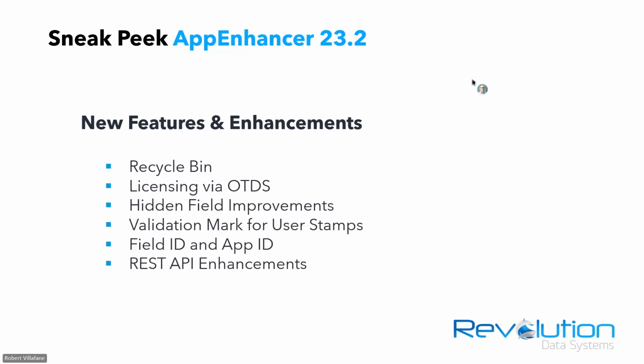And the next enhancement in 23.2 is the field ID and app ID. They're now both displayed for the administrator when viewing field and app information in AppEnhancer Administrator. And this is helpful for admins using APIs to access the environment, or for admins running queries or reports against the AppEnhancer database.